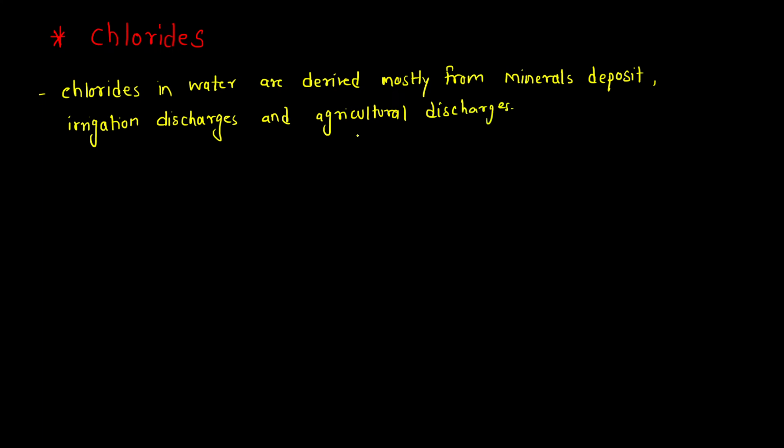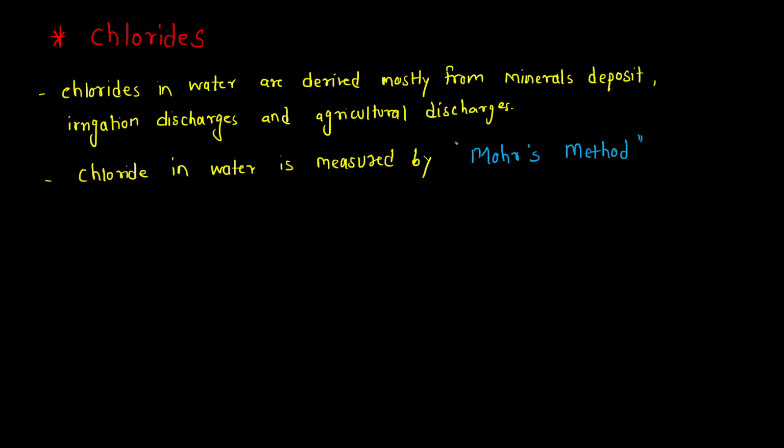Okay, so now the next thing that comes is how to measure the chloride content in water. The chloride content in water is measured by a method which is called Mohr's method. Very important. This is the name of the method with the help of which we can determine the amount of chlorides present in water.